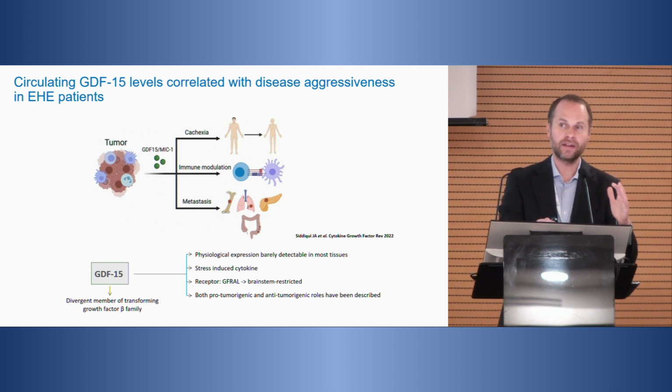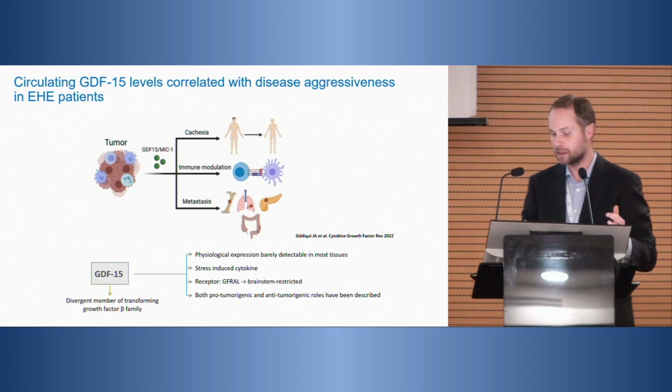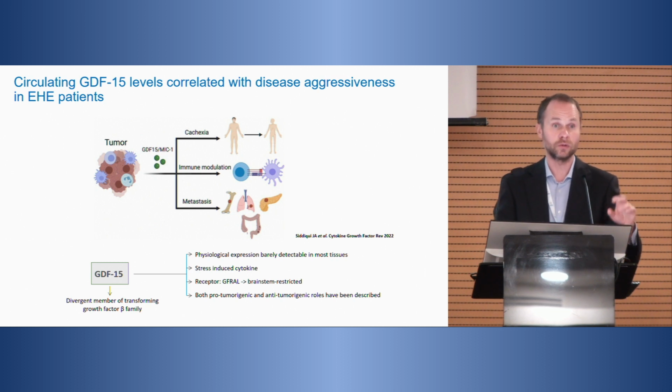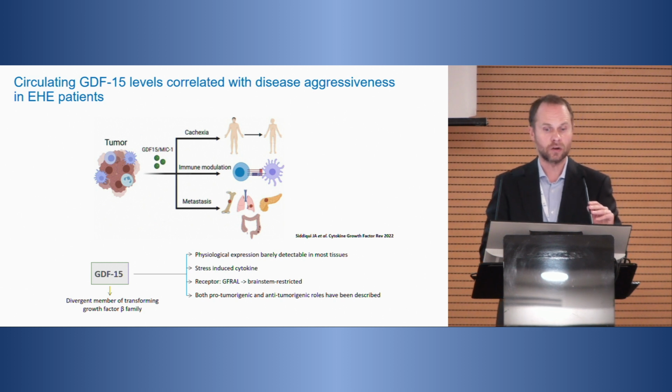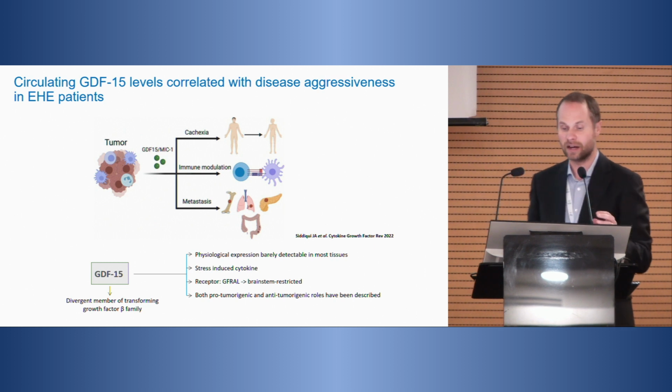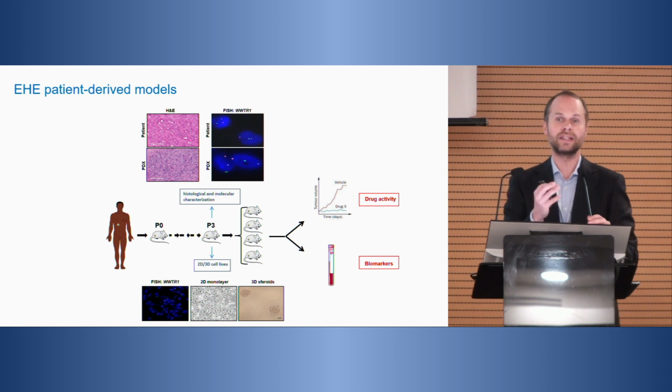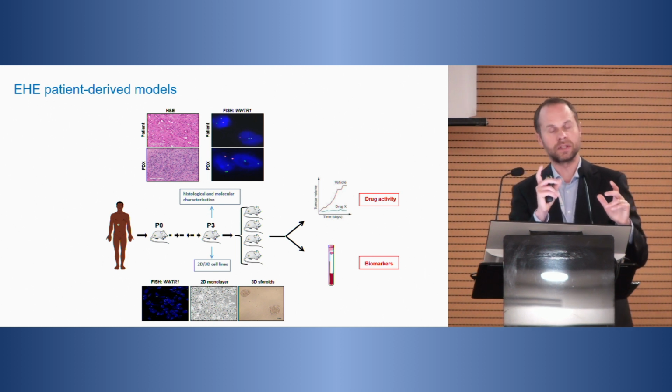And then high level of GDF15 correlated with disease progression, with metastasis at the end. And we know that also in sarcomas, in studies on osteosarcomas, for instance, and also in uterine leiomyosarcomas. So we have few data also in sarcomas, and this is how our data on these very rare vascular sarcomas, EHE, are relevant.